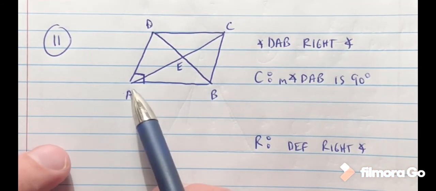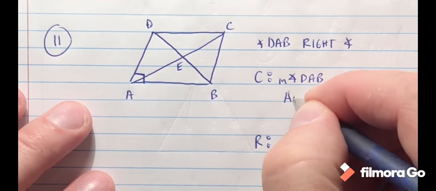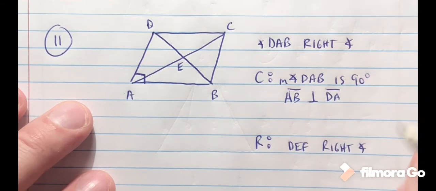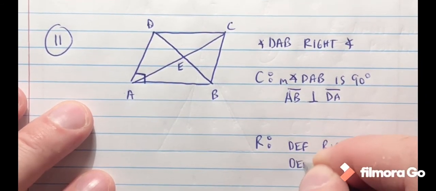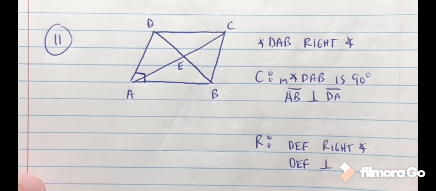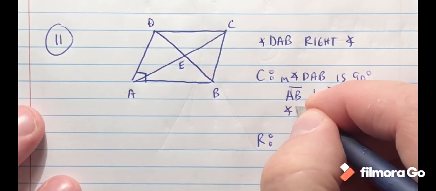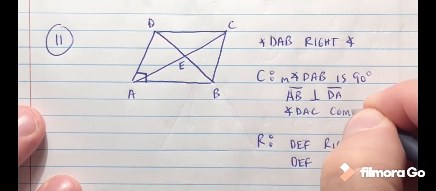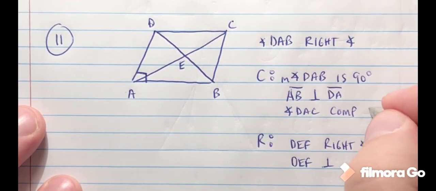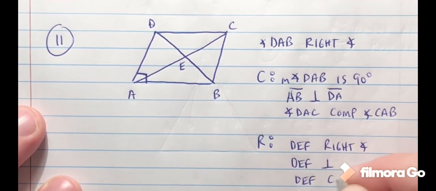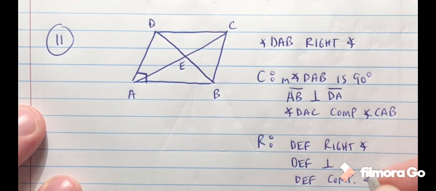We also have another definition we could use. We could say that line segment AB is perpendicular to DA, and that would be the definition of perpendicular lines. We could also say that angle DAC, that's this angle, is complementary to angle CAB. And that would be the definition of complementary angles.